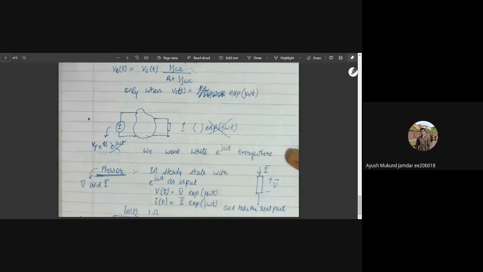Once we know that we are dealing with sinusoidal systems, we won't write exponential j omega t everywhere. We will just use Vp exponential phi j to represent the voltage. That will be the phasor voltage represented by V bar, and the actual voltage V of t will be V bar, the phasor, times exponential j omega t, and then we can take the real part of this. So this concludes this short video.